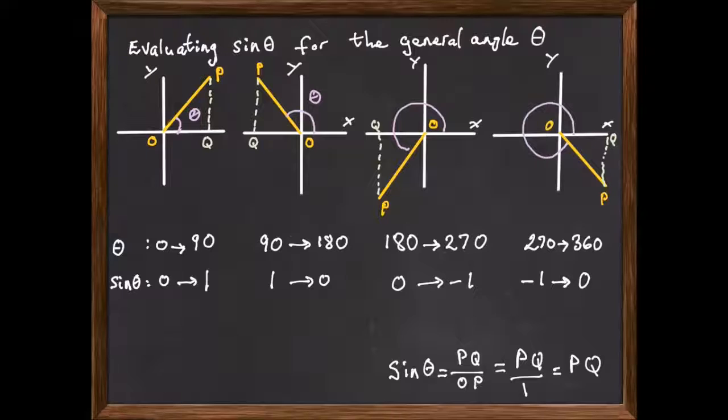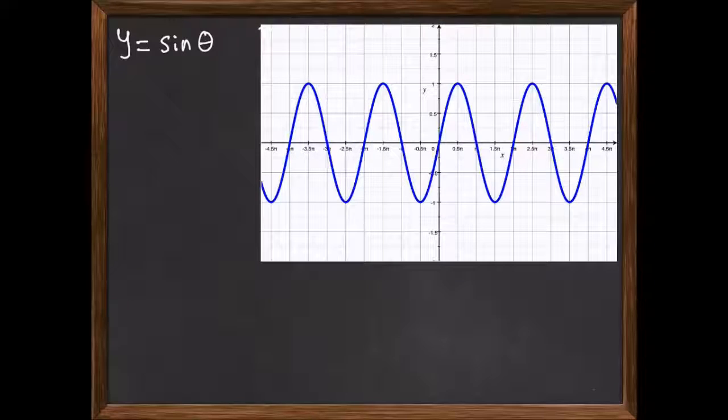Now we know how to calculate the sine of any angle, we can draw a complete graph of sine theta, with theta plotted on the horizontal axis and sine theta on the vertical axis. Here is the graph of sine theta, where theta is measured in radians. It confirms our observations from the previous slide.